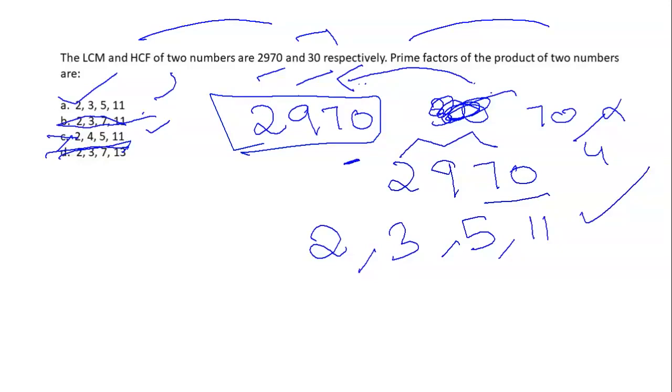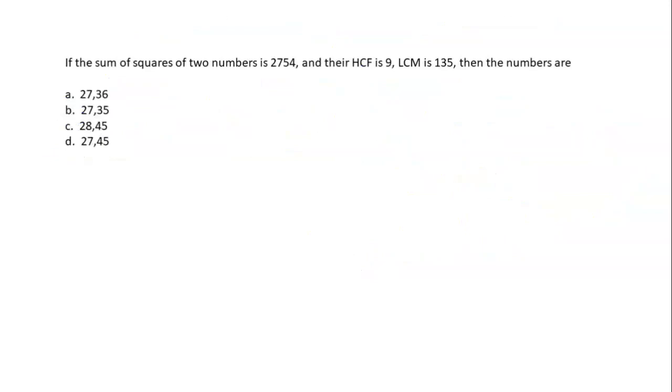Good job. Next question. The sum of the squares of two numbers is 2754, the HCF is 9 and the LCM is 135. Then the numbers are? If I were in your place, I'll tell you how I would answer this question. Just listen.